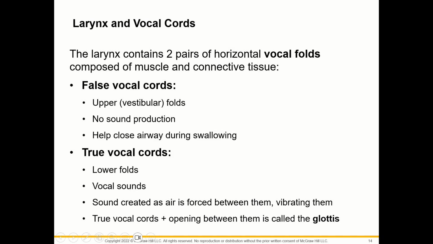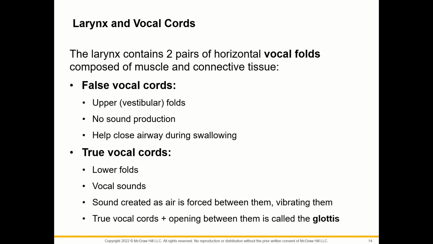All right, so the larynx contains two pairs of horizontal folds composed of muscle and connective tissue. We have false vocal cords and true vocal cords. The false vocal cords are the upper or vestibular folds. They have no sound production and they help close the airway during swallowing.